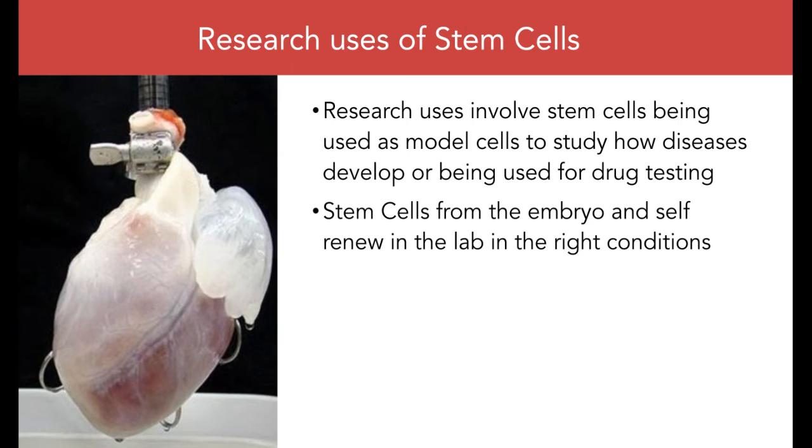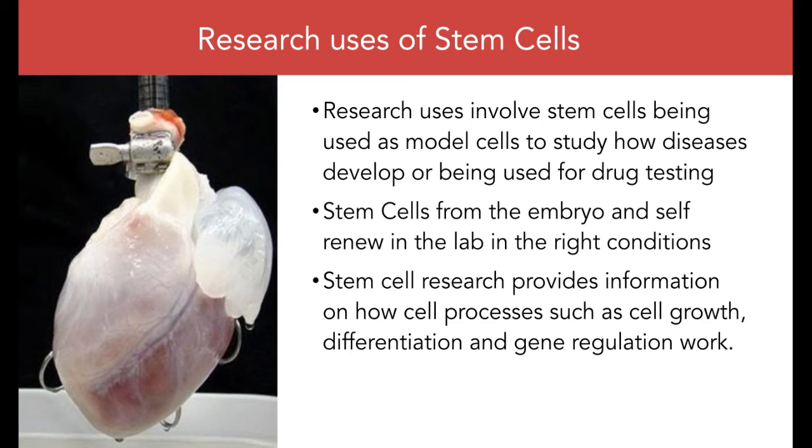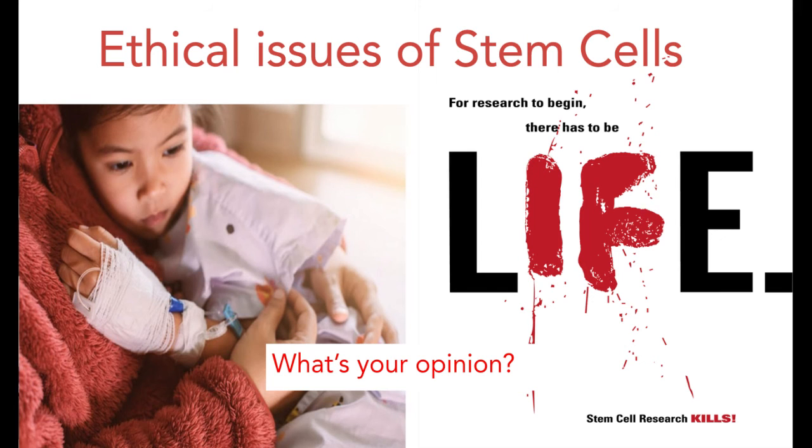Stem cells from the embryo can self-renew in the lab in the right conditions. So stem cell research provides information on different cell processes, such as cell growth, cell differentiation, because that's what stem cells do, and gene regulation. Now, gene regulation is the turning on and off of genes. As we said in differentiation, that's what causes a cell to differentiate. So we can study that using stem cells.